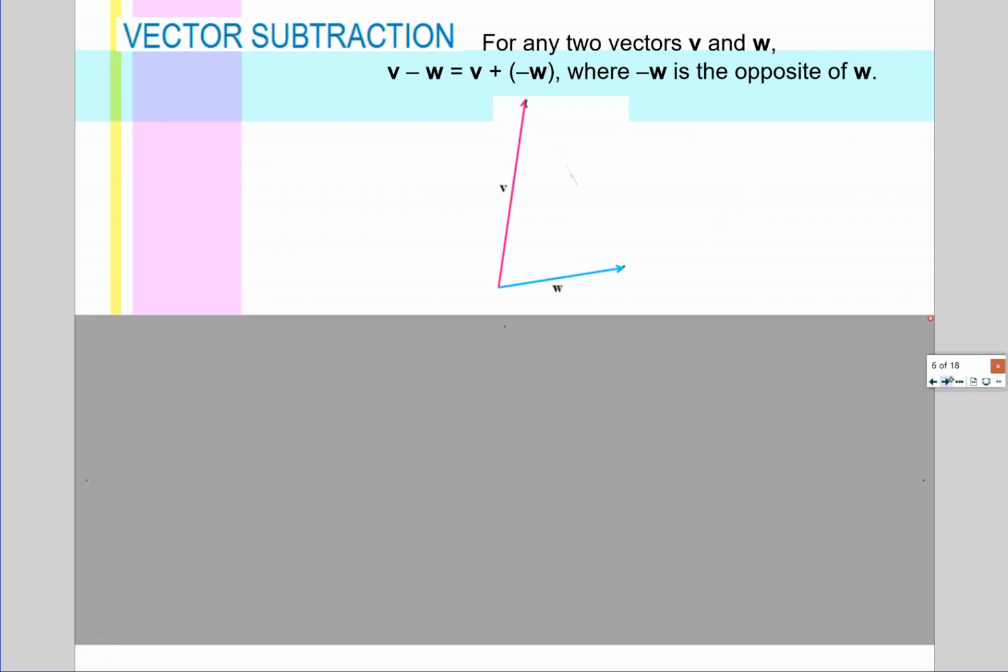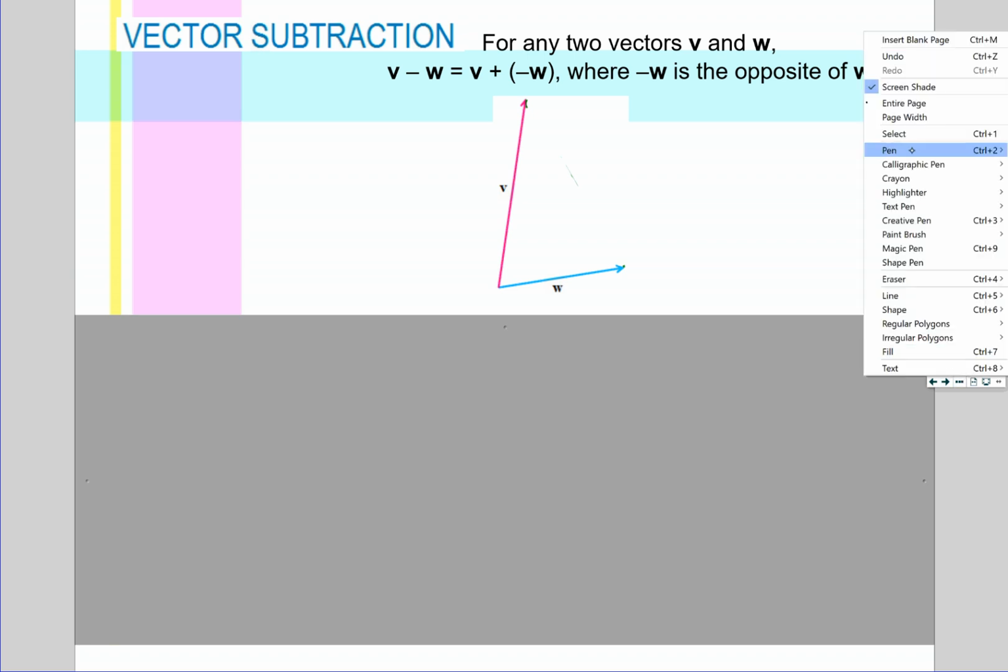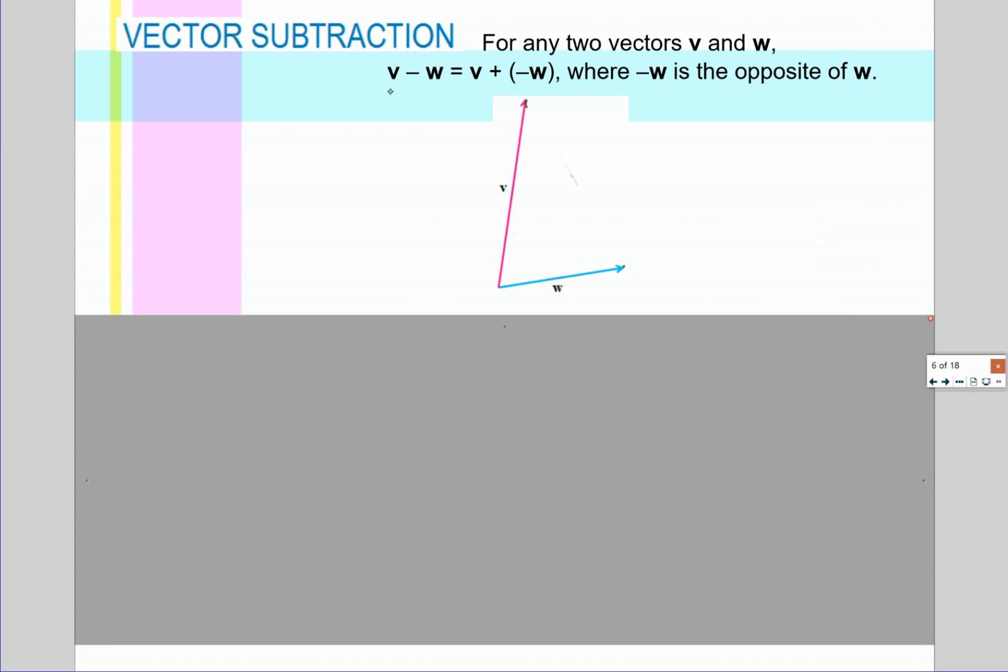All right, an example of vector subtraction. If I wanted to do vector v minus vector w, we think of it as vector addition with a negative. So instead of v minus w, I'm going to think of it as v plus the opposite of w. So how that would work is, I'm just going to kind of sketch it to the side. We'll do this with graph paper in a minute. I would sketch vector v.